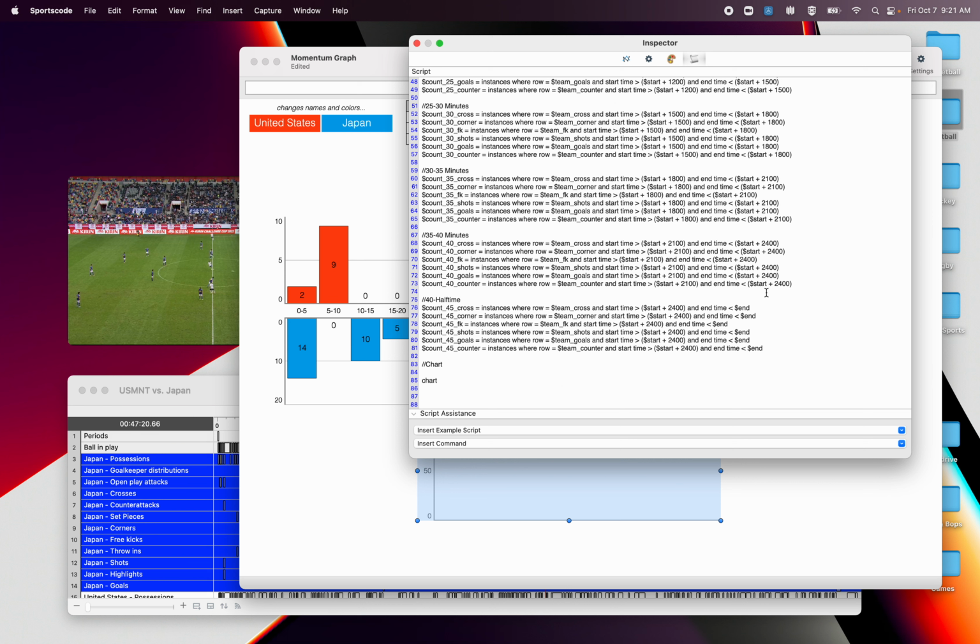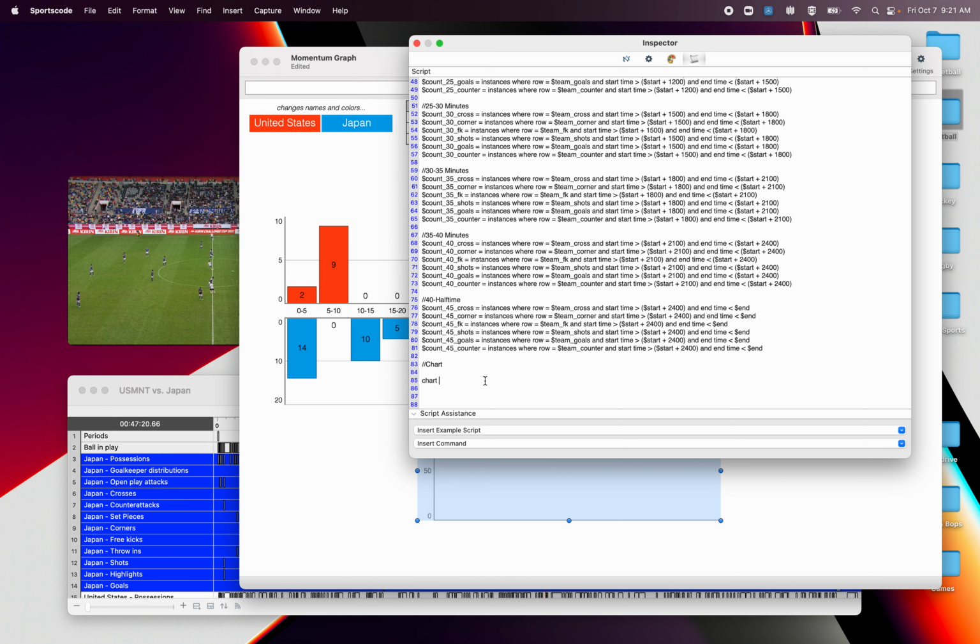Now you'll notice here that we actually haven't counted anything yet. We've just identified the instances. The reason we did that is because we're going to be trying to output a video for these as well. And it's just saved us extra lines of script of having to write out, like, movie where row equals team cross and start time is blah, blah, blah.